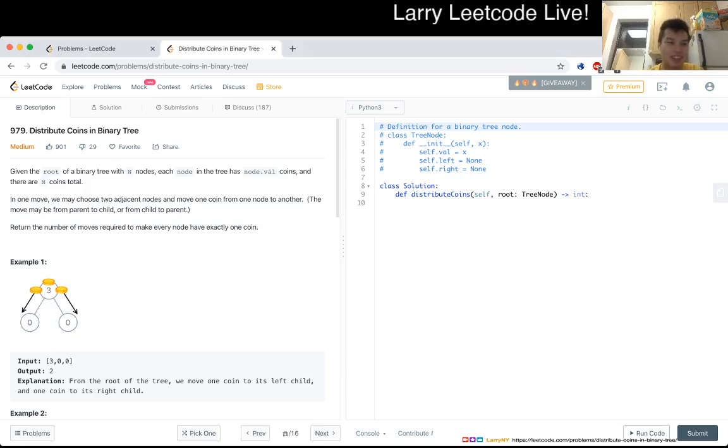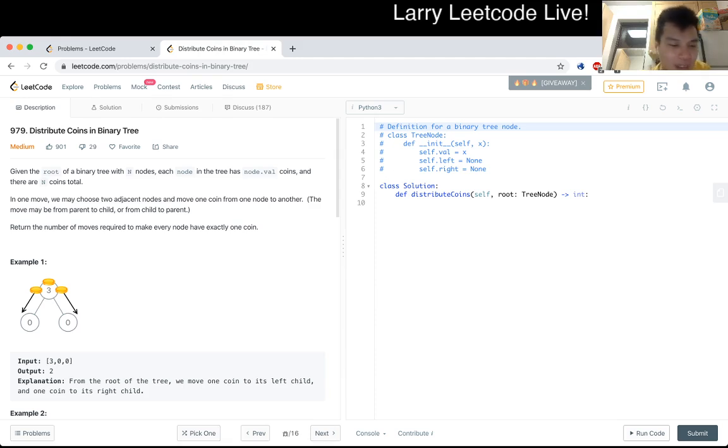979, distribute coins in a binary tree. Given the root of a binary tree of n nodes, each node in the tree has node.val coins, and there are n coins total. In one move, we may choose two adjacent nodes and move one coin from one node to another. The move may be from parent to child or from child to parent. Return the number of moves required to make every node have exactly one coin.